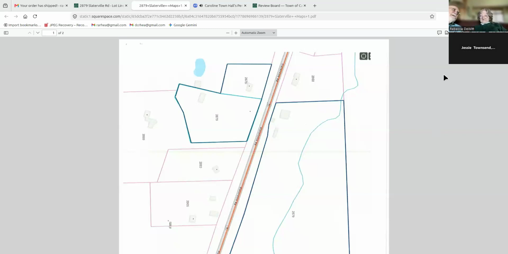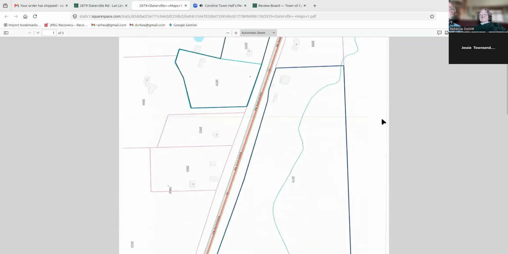So we're not making a decision tonight, we're having a sketch plan review. So at the next meeting, we can't have one, right, because we don't have all the information for a minor subdivision. Right. So we're off a month. Okay. Well, it's next month. What information are you lacking?